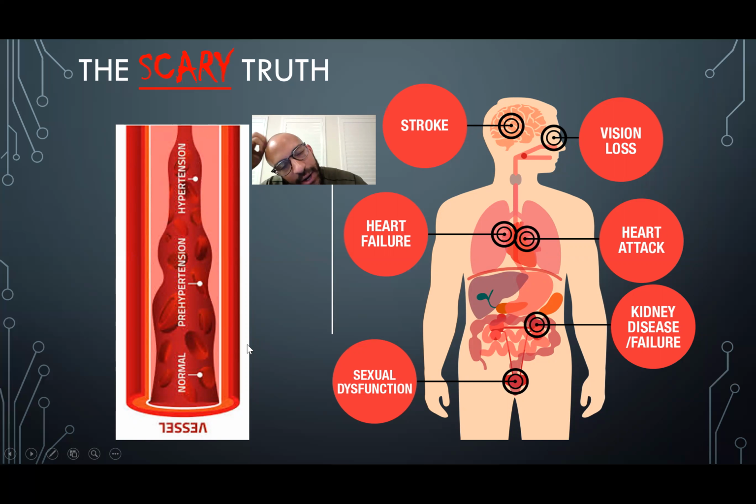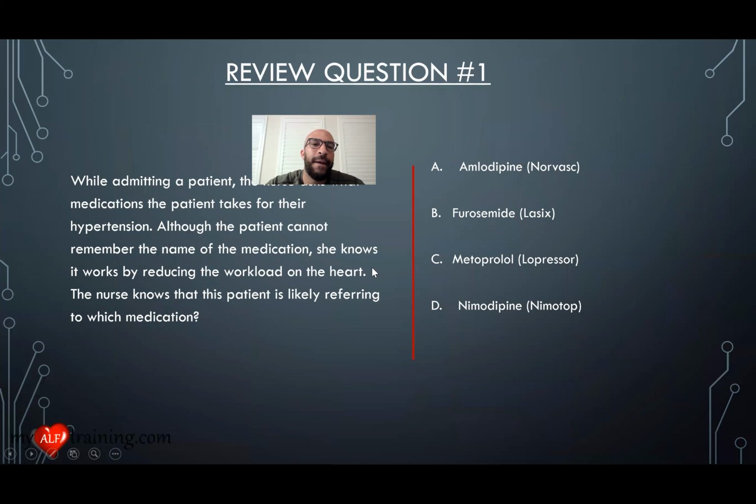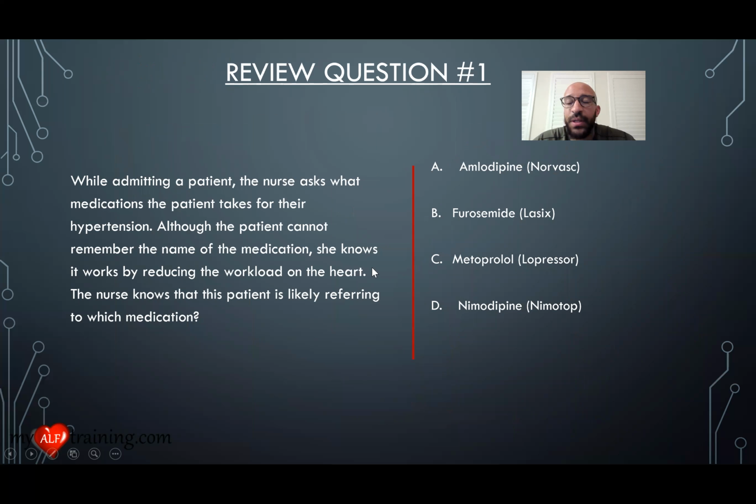So what other areas of the body can hypertension negatively affect? Well, we see here in this diagram a stroke, because the brain has very small blood vessels. Also, vision loss because the eyes have very small blood vessels. Heart failure, heart attack, kidney disease or failure, and also sexual dysfunction. So, we got through the scary truth about hypertension.